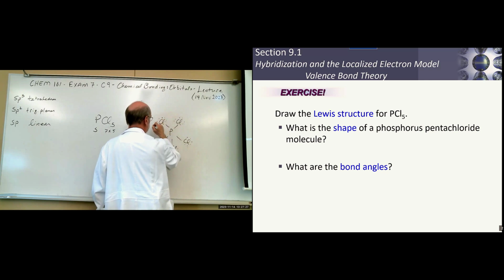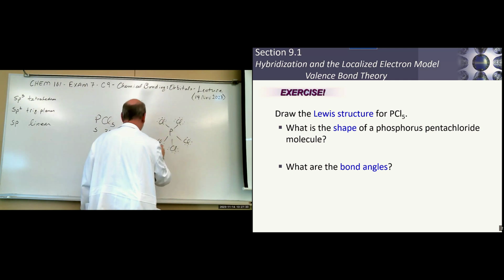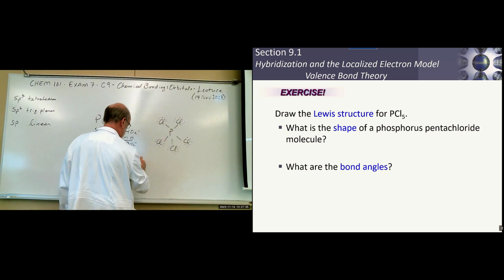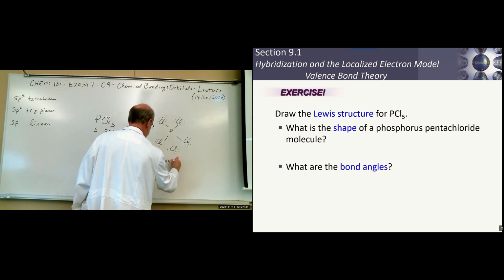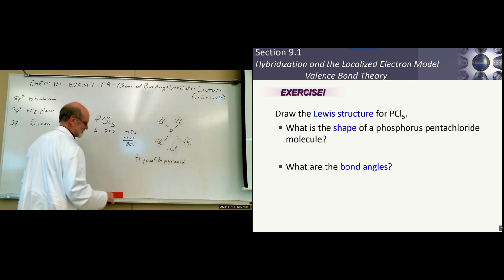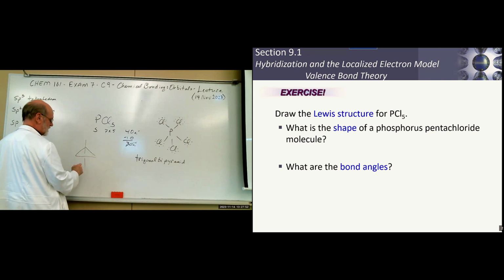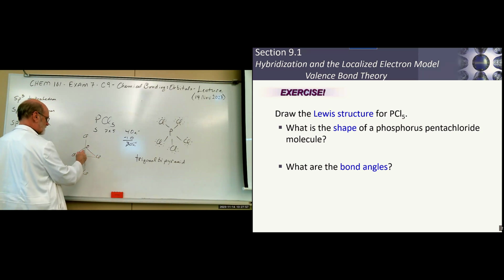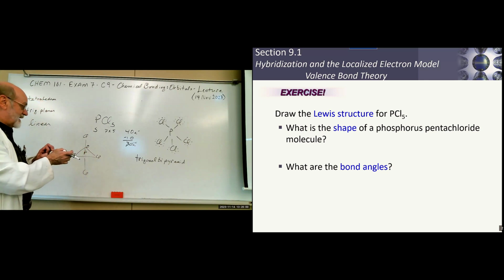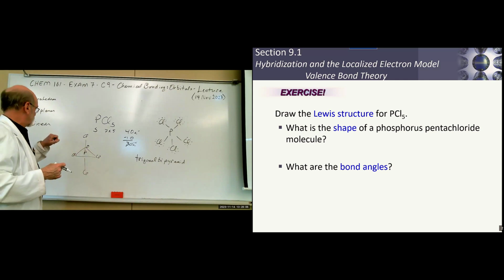So what's the electronic and molecular structure for this one? If you have 5 groups, it's a trigonal bipyramid. So we would have the triangle, and we would have something up here and something down here, chlorine here, chlorine in the back, chlorine here, chlorine here, and phosphorus in the middle. How do we get that arrangement from S's and P's?